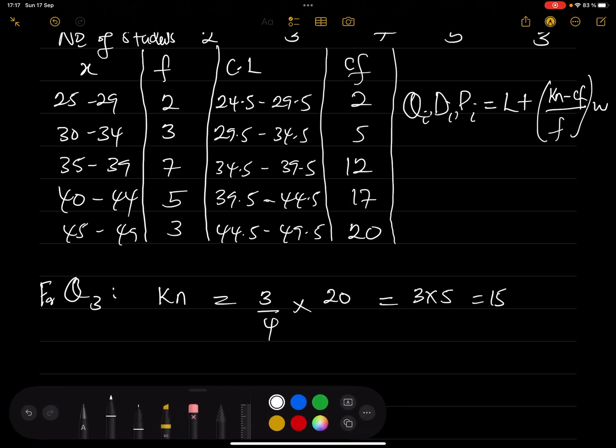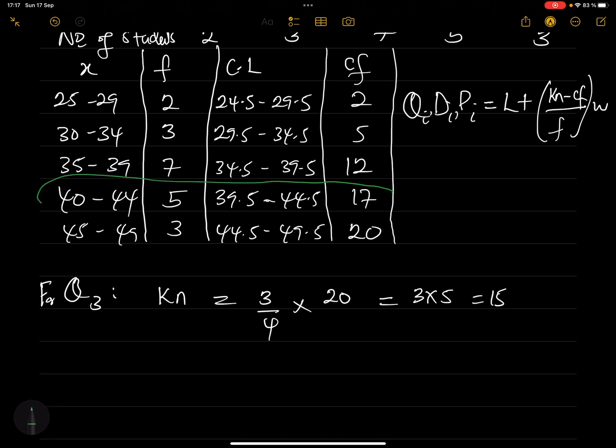Okay? Your guess is as good as mine. It is going to be from the 40 to 44 age group. Why? It is because 15 is greater than 12, but it is less than 17. So when you continue to count from 12, 13, 14, 15, 16, 17, you will fall into this interval, this age group. So therefore, for Q3, our location of interest is here.